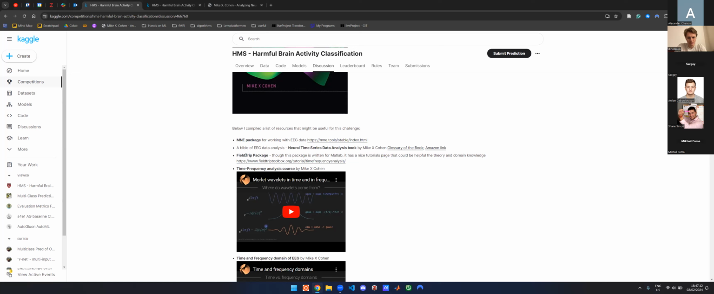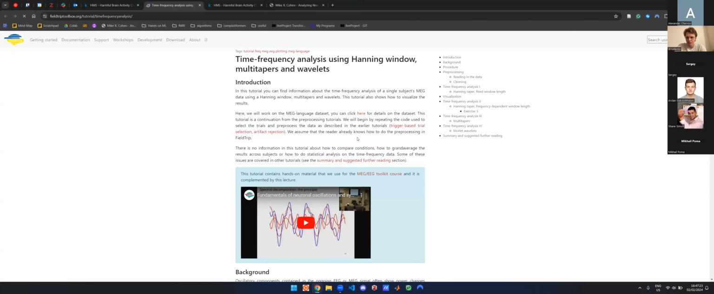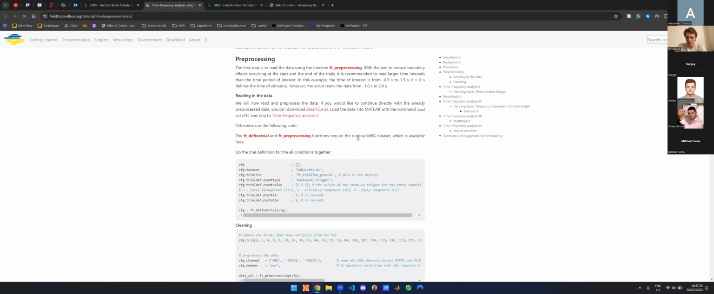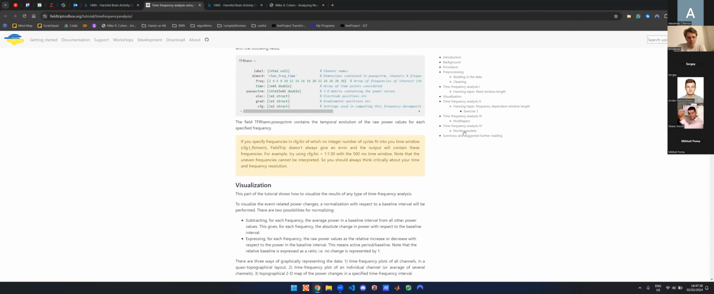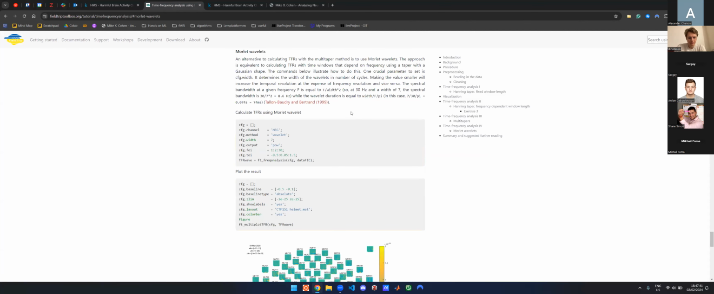There is the FieldTrip package, which I wouldn't recommend using, but what I would recommend is to use their tutorial, because they explain it really nicely. There are a lot of topics and tutorials, and they explain it in a very clear fashion. For example, of course, this is MATLAB, but you could see what they're doing and what they're using, and they're comparing multitapers, Hanning taper, and all that kind of stuff. You would know what the difference is. Also the Morlet wavelets are explained nicely here.